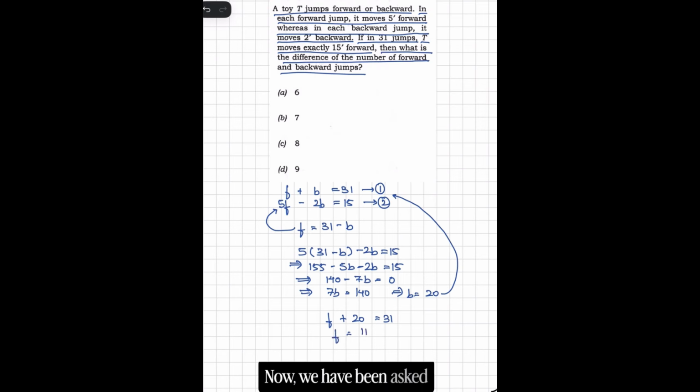Now we have been asked the difference between the number of forward jumps and the backward jumps. So our answer will be 20 minus 11, which is 9. So option D is the correct answer.